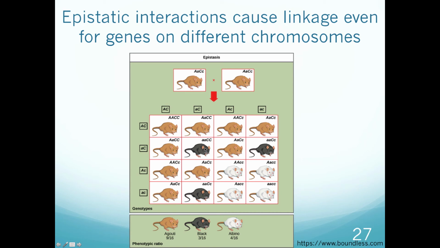However, if the mouse is homozygous recessive for the C allele, little c, then it doesn't create any pigment at all, and it's not able to create either the agouti or the recessive black coloration. So locus A is epistatic to locus C. Selection that occurs on locus C will affect the outputs of locus A.